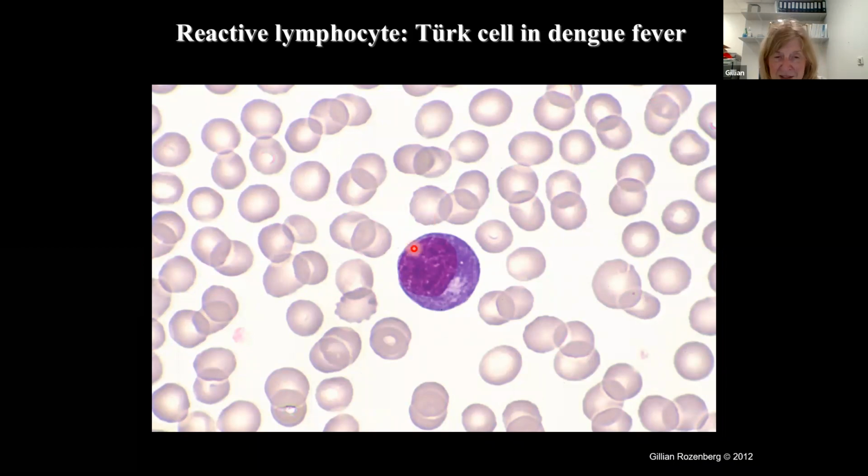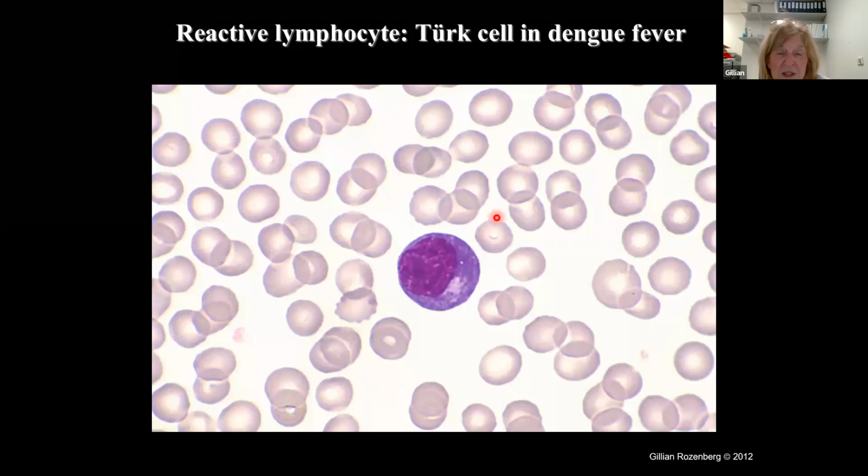And this is just another single, just to impress on you. This is a Turk cell or a reactive lymphocyte seen in dengue fever. Also seen in malaria infections as well. Often if somebody has got a significant number of malarial parasites infecting the red cells, these cells react. It's basically like a CD8 positive T cell reacting to an infection. And then in malaria, it's reacting to the presence of malarial parasites infecting the red cells.